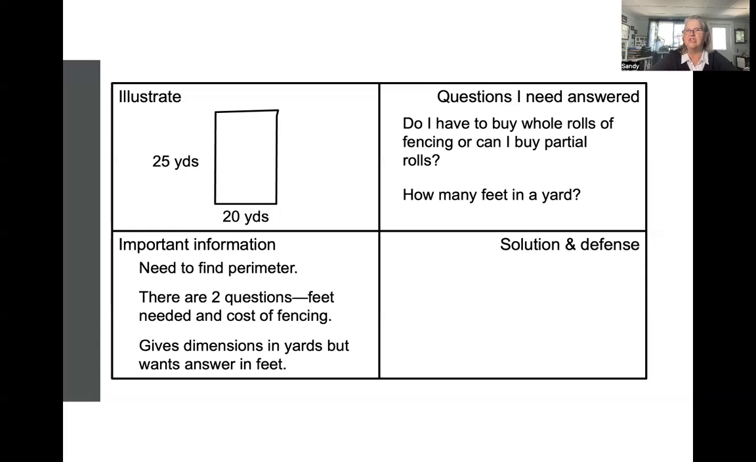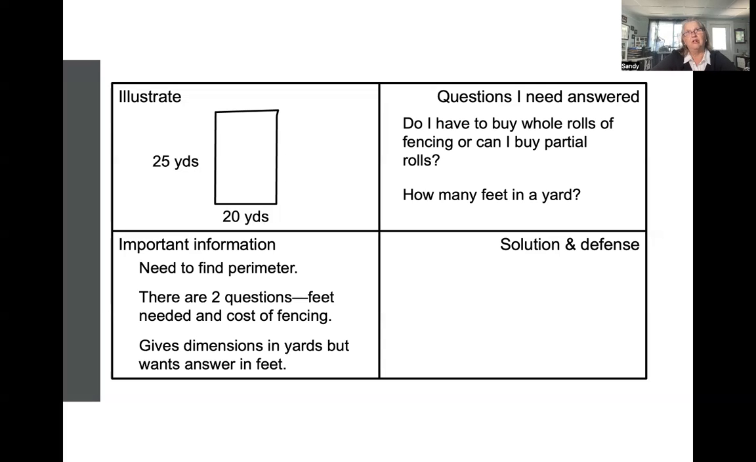Now, when it comes to solution defense, see, this area can be where I actually do the work. I could redraw the picture with feet. So I have that enclosed area that's 75 feet by 60 feet. So when I'm finding the perimeter, I could show I'm doubling the 75 to 150. I'm doubling the 60 to 120. I'm going to need 270 feet. It might show the math that I'm doing to work that out.